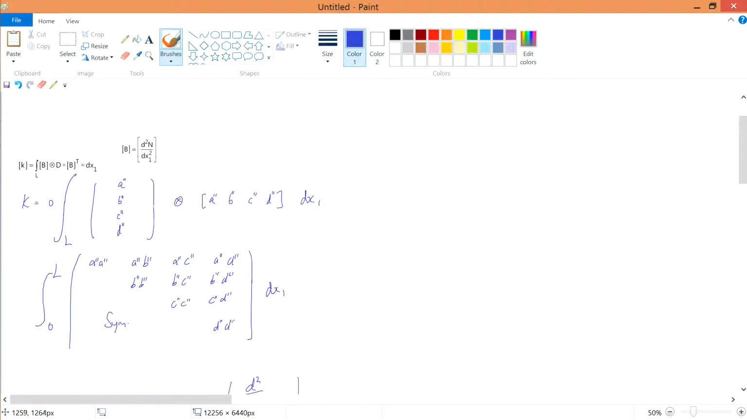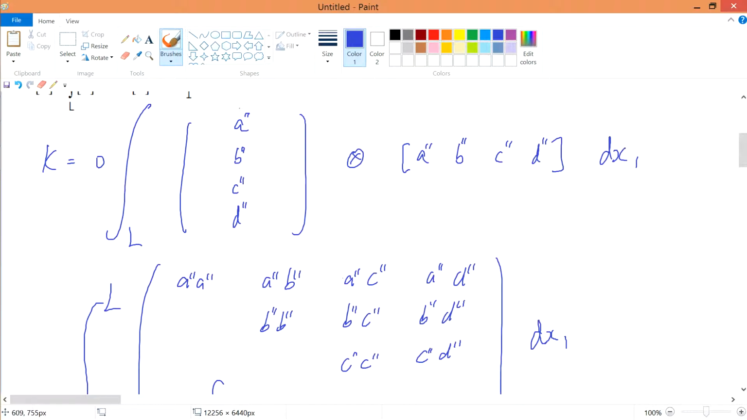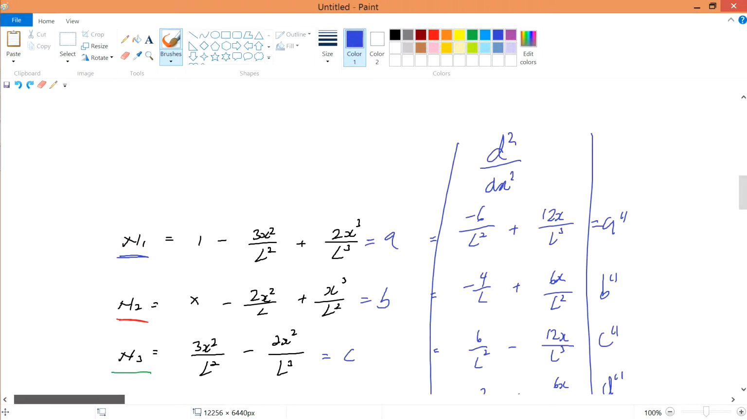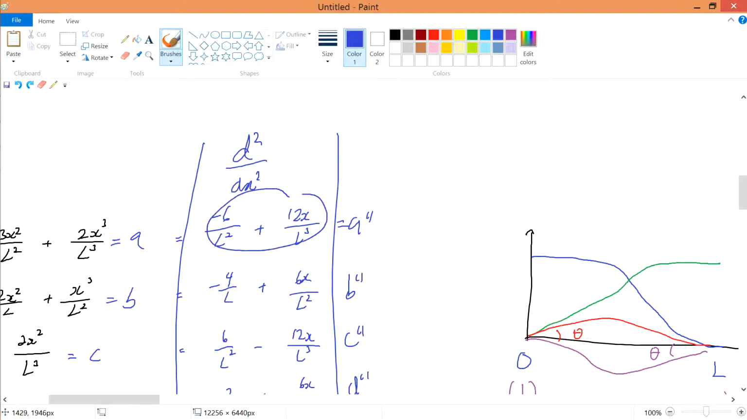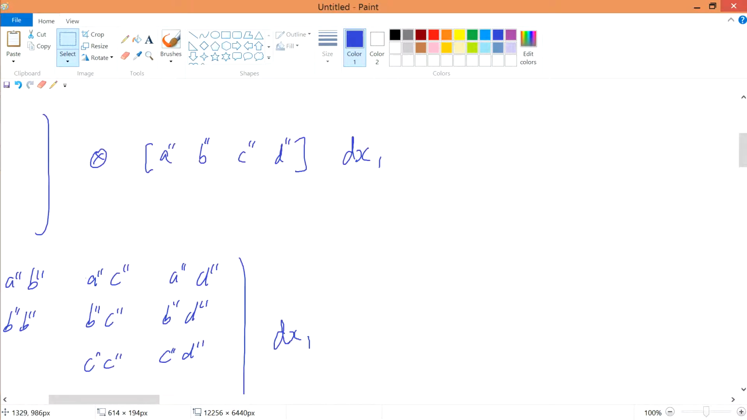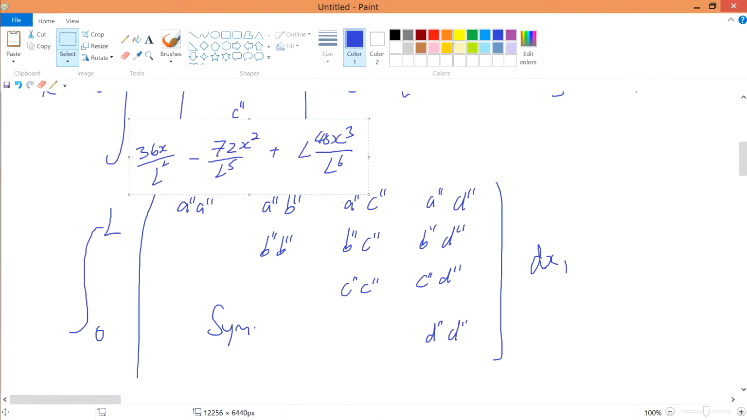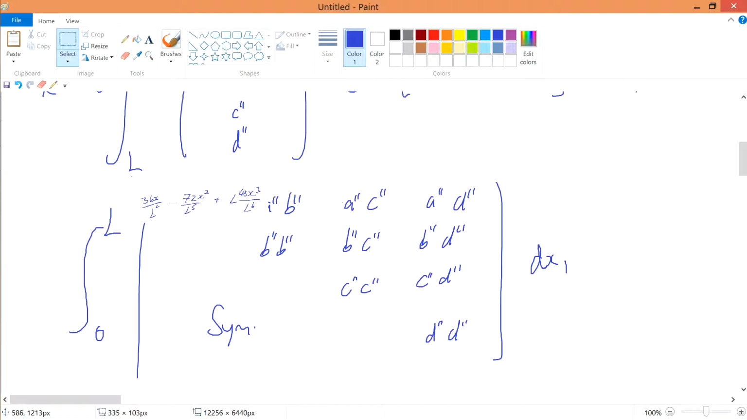Now I'll just work out this thing to show you: a prime prime times a prime prime. Of course, we know that a prime prime is this thing. So a prime prime times a prime prime is equal to this thing, and I'll just substitute into this. I'll put this in terms of the smaller one to show you better. So this whole thing over here is a prime prime.